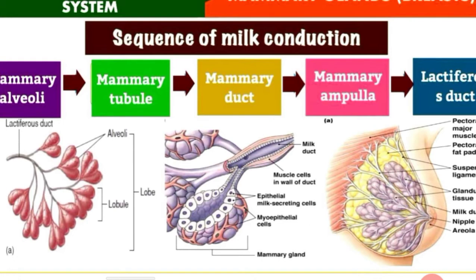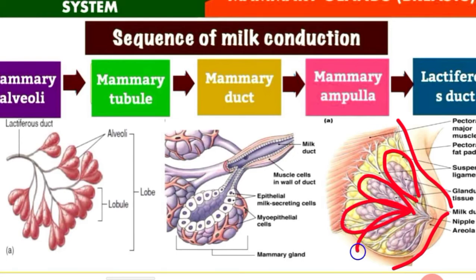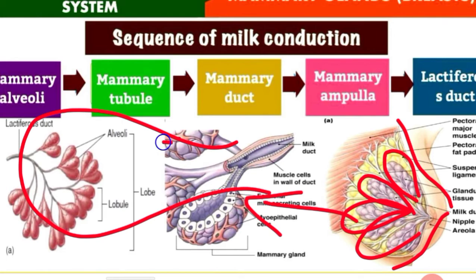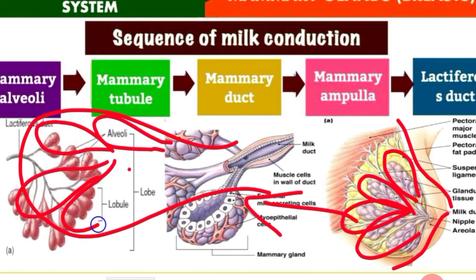Okay, in the breast, 15 to 20 lobes are there, right? Lobe contains lobules. What is inside the lobule? Alveoli. Alveoli is nothing but the cavity inside the lobule, right?